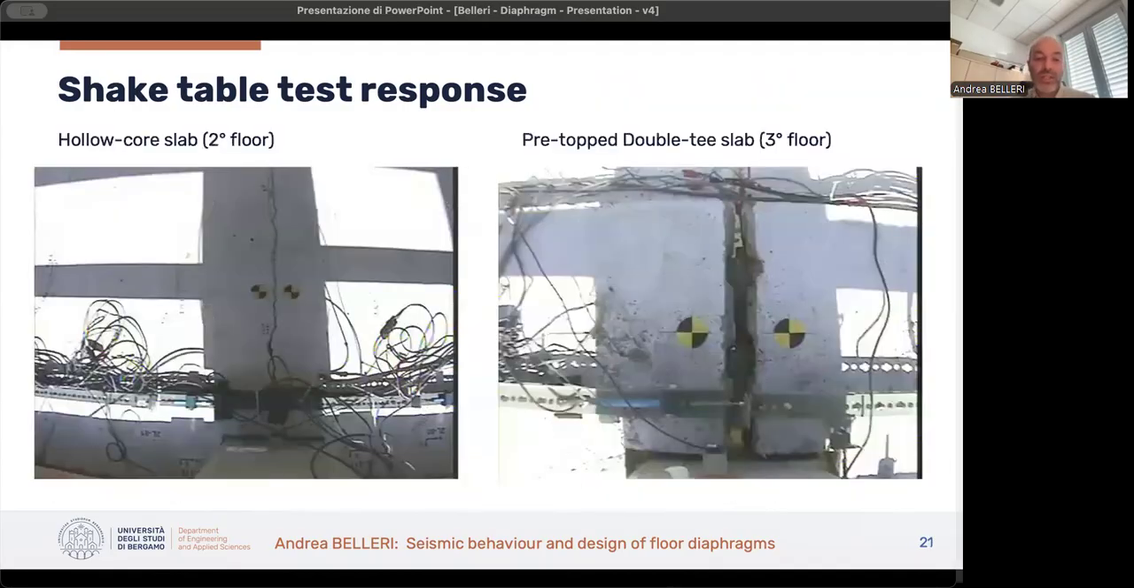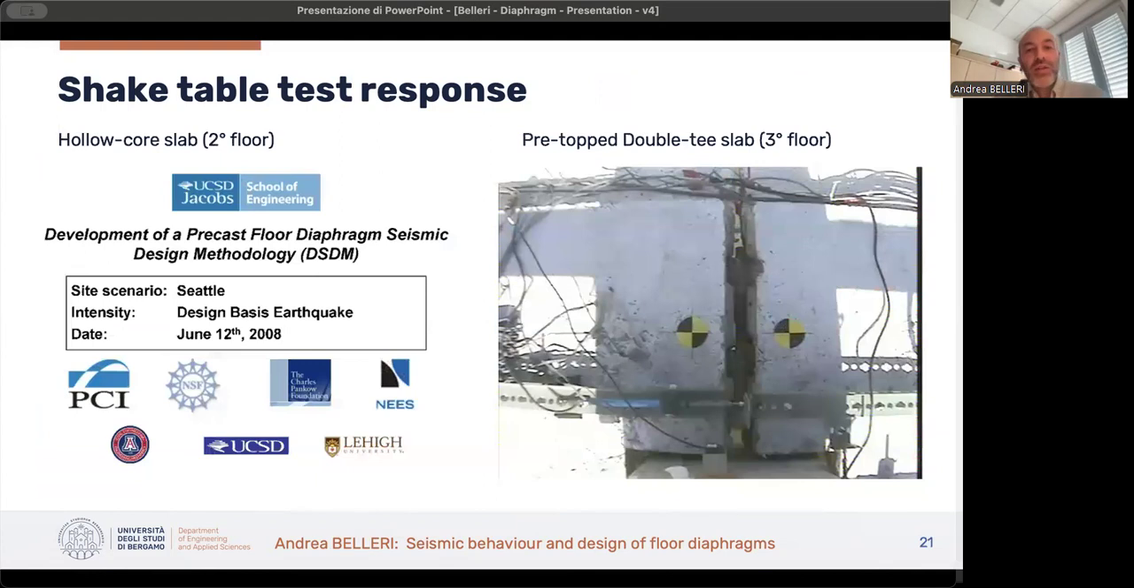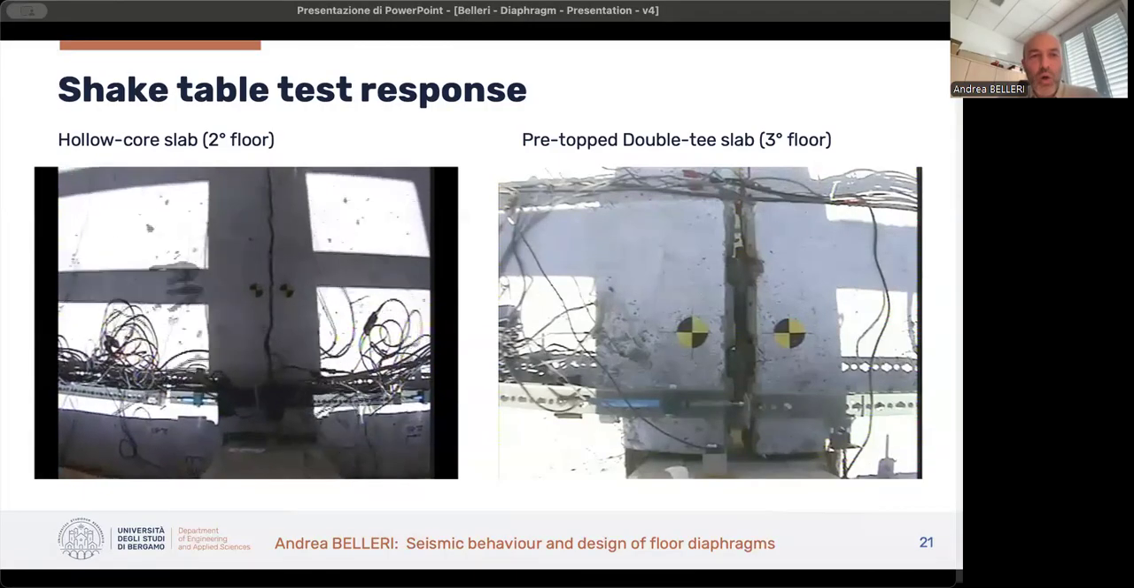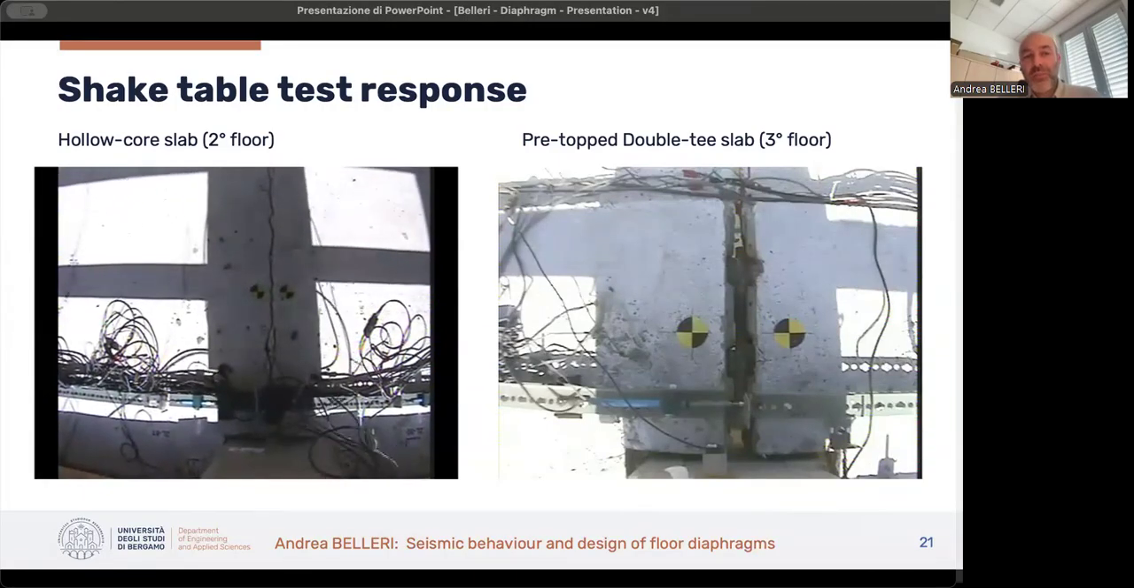Here you can see the damage that happened during the test. On the left-hand side, again, the second floor, you can see the opening of the joint that was developing at the column lines. So that represented a weakness of the system. This elongation made some fracture in the reinforced concrete in the cords in the steel rebars.